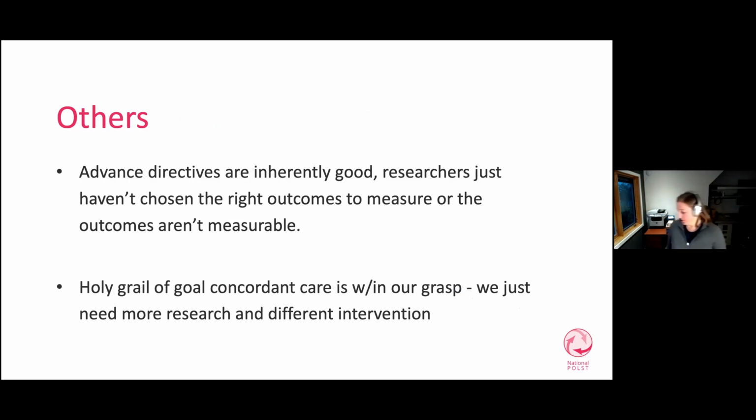But it's a 2-page article that created such chaos in our field. People took it and said, no, he's wrong to dismiss it so much, because he was essentially saying we should stop funding any advanced directive research. What other researchers said is that advanced directives are inherently good. We just don't know what the right outcomes are to measure, or the outcomes aren't measurable. And there's a huge discussion that's been going on before Morrison's article about whether or not goal concordant care is actually the holy grail of research, and is it actually in our reach?